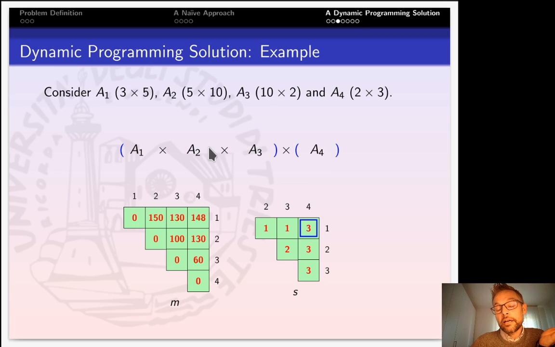Then, since I decided to parenthesize the overall problem in this way, which is the one which minimizes the number of scalar multiplications, I need to figure out how to parenthesize A1, A3, and this is done simply by looking at the S matrix again. By looking at the S matrix again, I can discover that A1, A3, which is the cell denoted by row 1, column 3, can be parenthesized in this way.